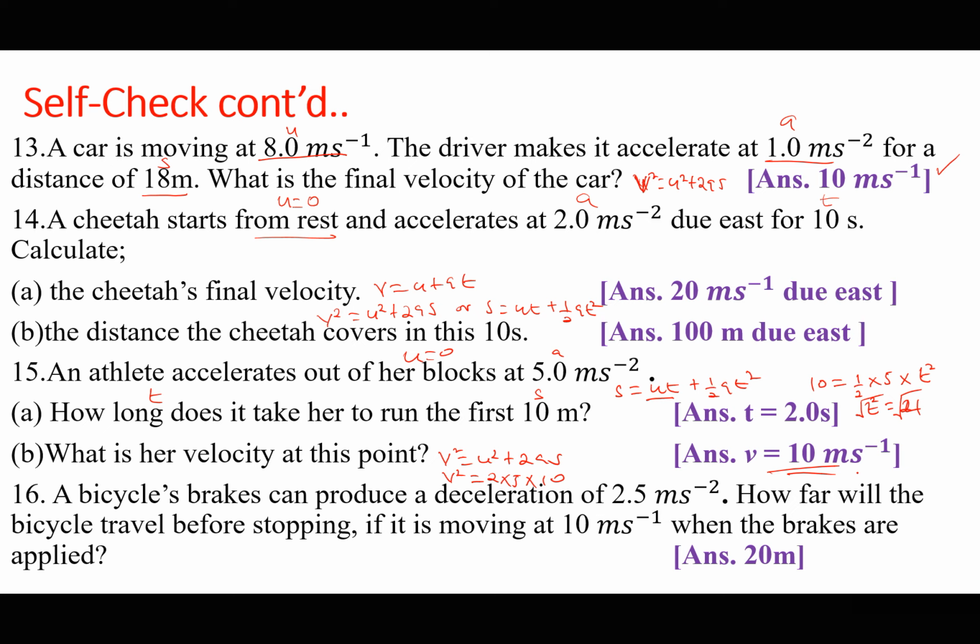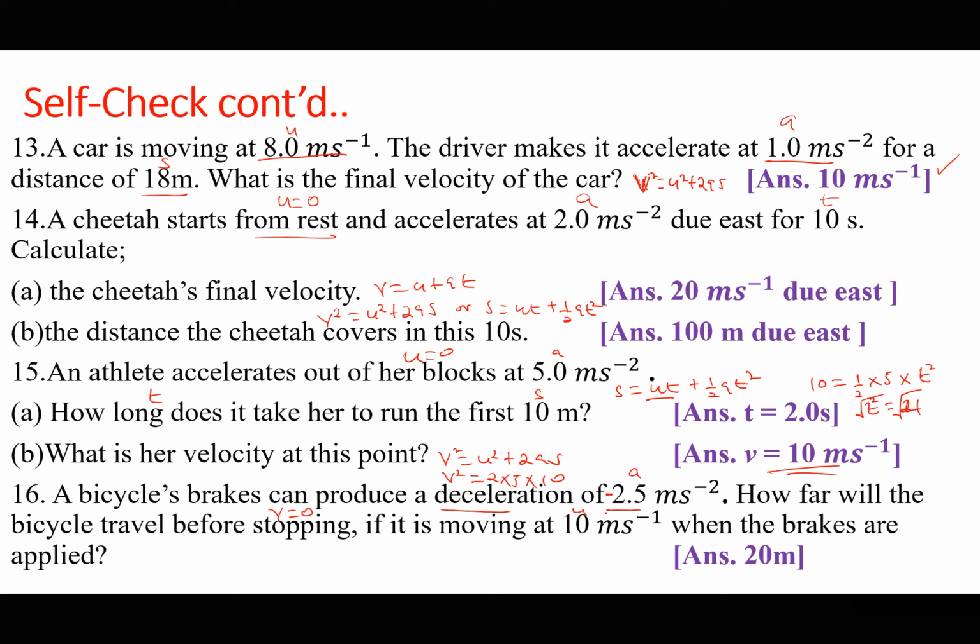And lastly, I think this should be the last example. A bicycle's brakes can produce a deceleration of 2.5 meters per second squared. How far will the bicycle travel before stopping? That means final velocity is going to be 0. This is the acceleration. Because it's a deceleration, it will be a negative in the calculation. If it is moving at 10 meters per second, so this is going to be the initial velocity. Because it's decelerating, the final velocity is 0 when the brakes are applied.